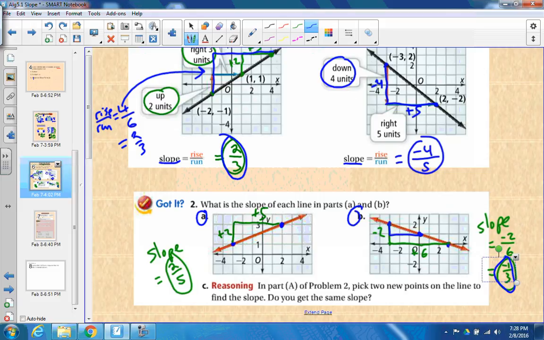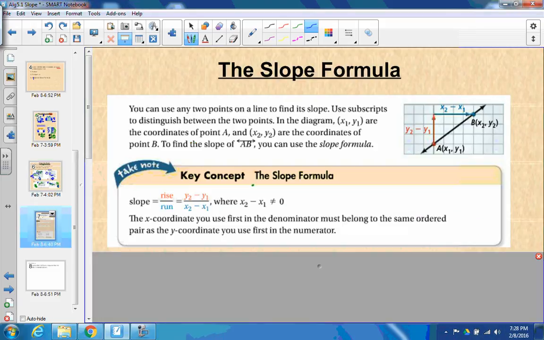All right, we're going to do our last method, which is the slope formula. And this is one that'll always work for you. Sometimes it's the hardest for students to remember, but it will always work. So let's just read this. It says you can use any 2 points on a line to find its slope. Now, obviously, if you can look at the graph, you just do the rise over the run, and that's probably the easiest way. But you might not have the graph there.